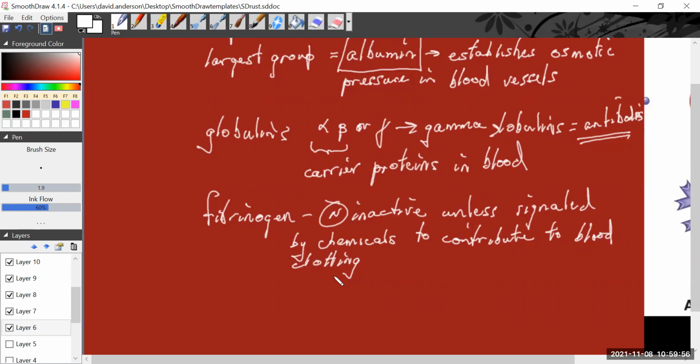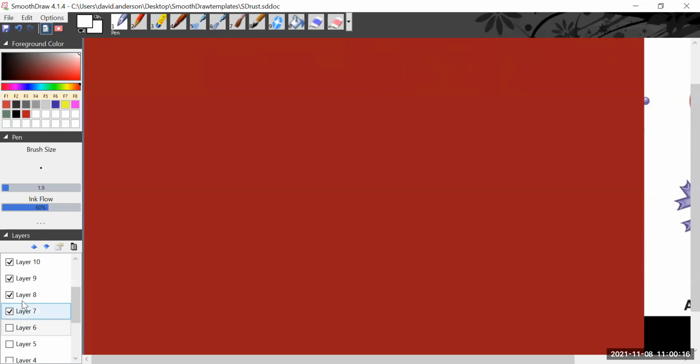So these are some examples of plasma proteins. Under most conditions, they stay within the blood vessels so they can form this osmotic pressure or this osmotic pull that favors returning water and waste products back into the blood vessels during capillary exchange. Important role to play in that respect.